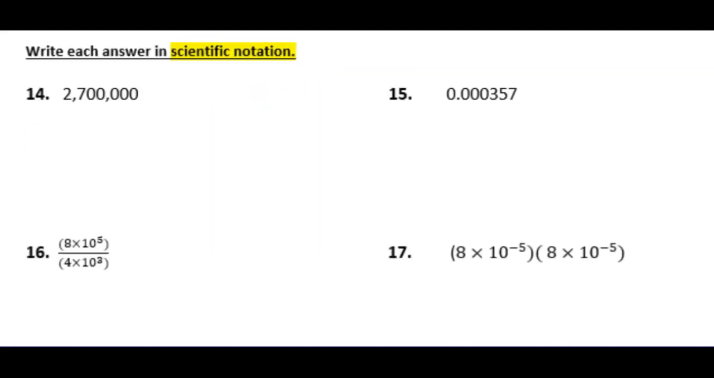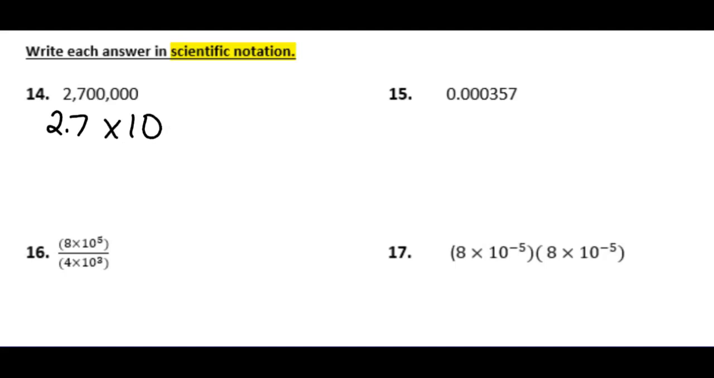Scientific notation, where's my decimal go? Somebody describe to me where my decimal goes in scientific notation. Between the 2 and the 7. Between the first number and the second number, always. Doesn't matter how many numbers are there, it's always between that first and second. So, 2.7 times 10 always goes there.